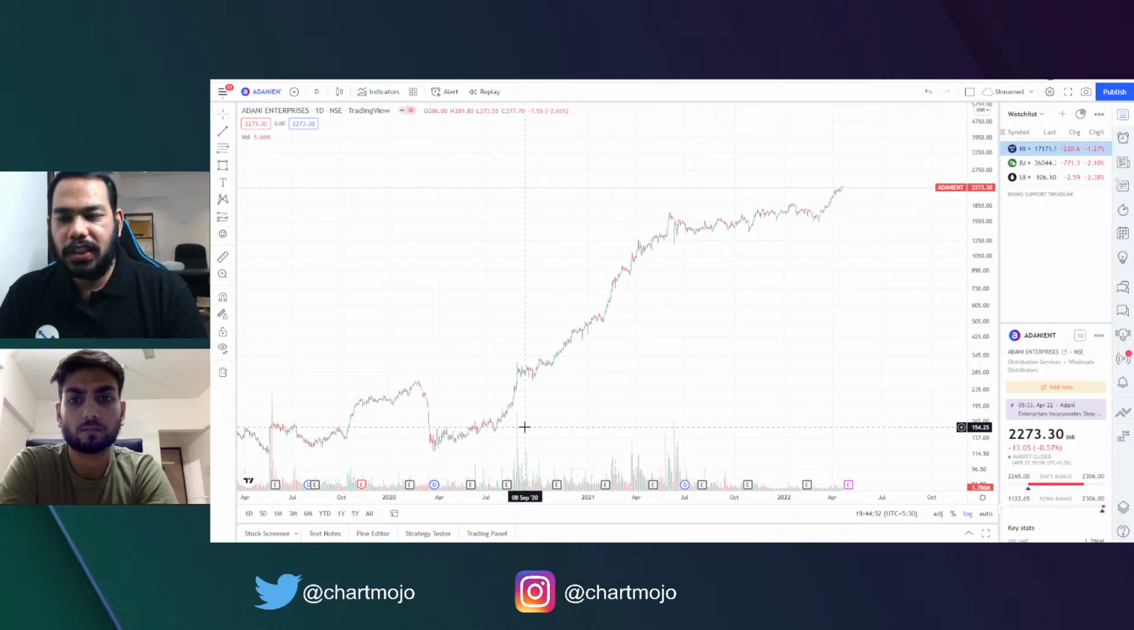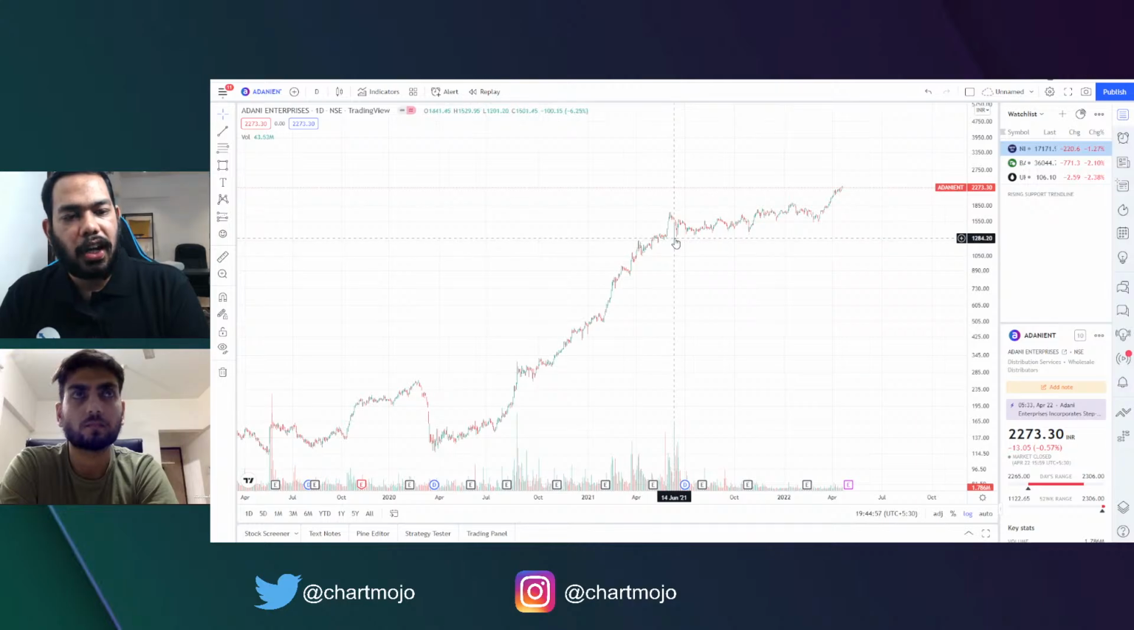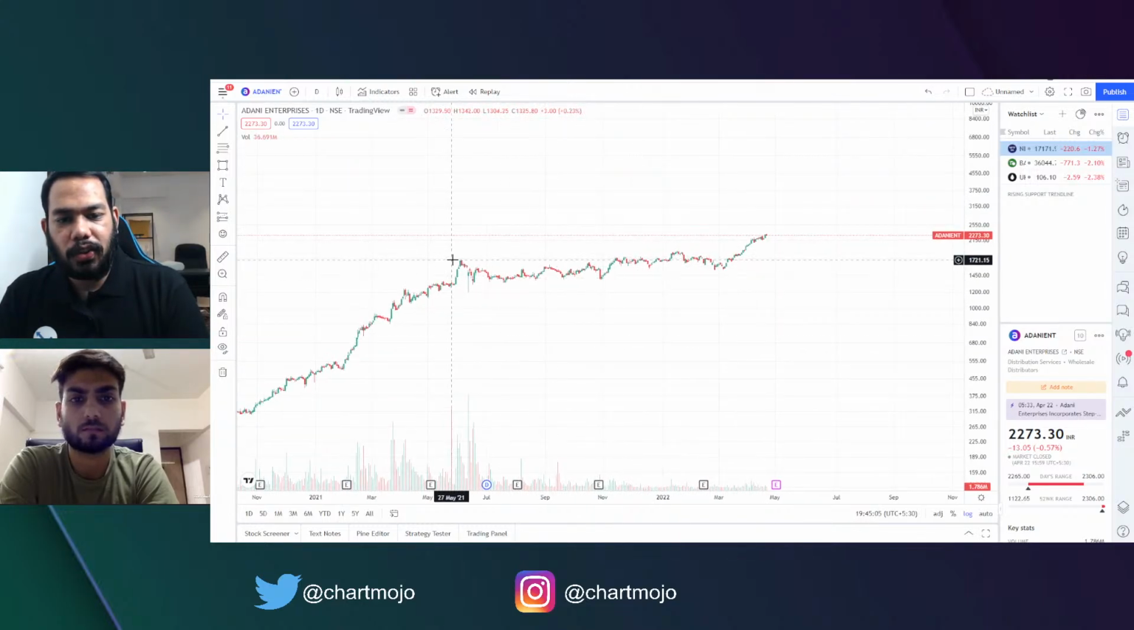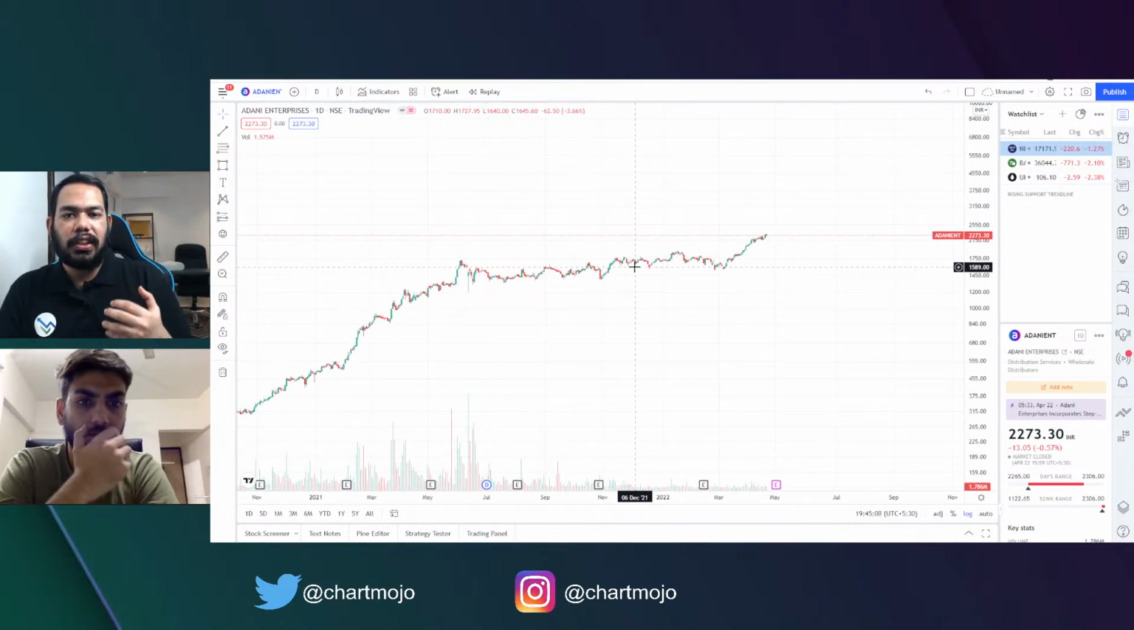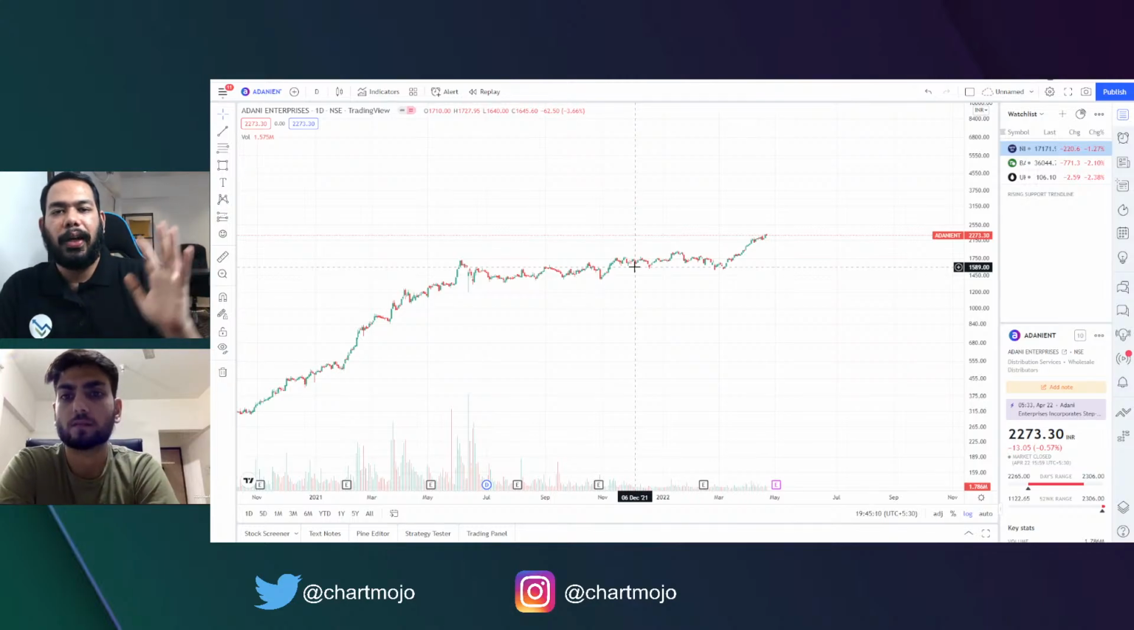You can see the stock has run up from 140 to around 2,000. If you see the journey of this counter, you can see good momentum in it. It was a very good counter from the momentum point of view. After that, it lost its momentum, and this counter is trying to regain it again.